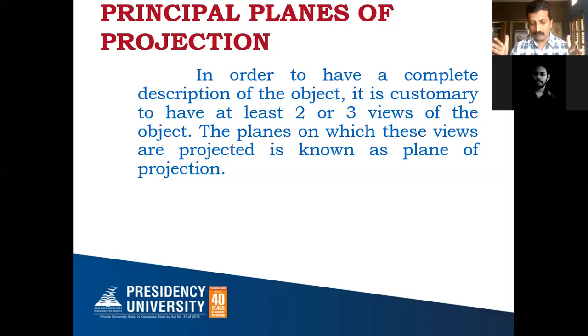Wherever you are sitting or standing, that room itself, we can consider as the three principal planes of projection. The floor is the horizontal plane. Whichever wall you consider, front or back, is the vertical plane, and the left and right sides of your vertical plane we can consider as the profile plane.